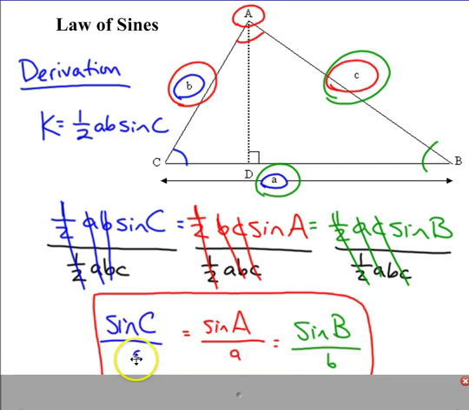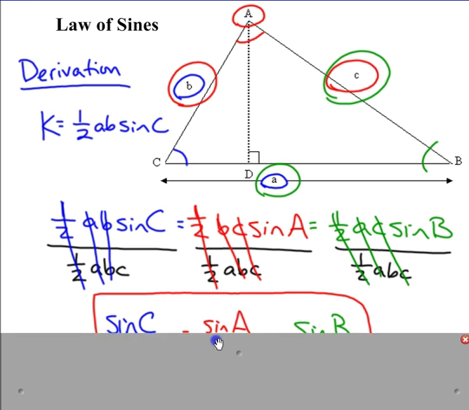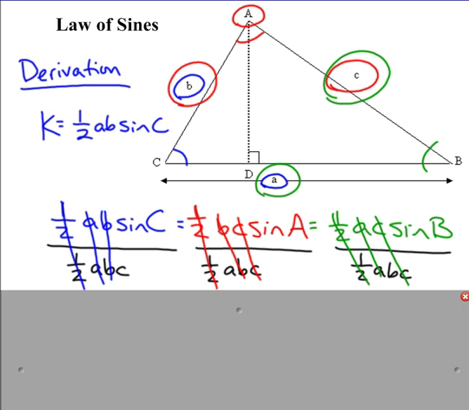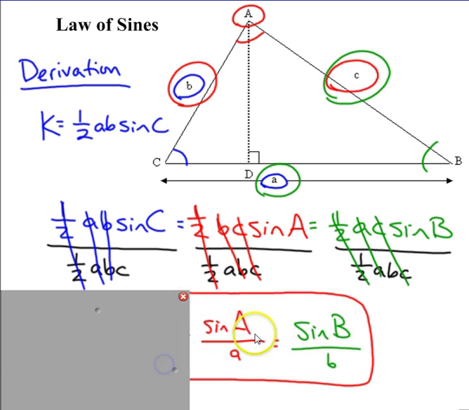Sine of C over little c, sine of angle A over little a, sine of angle B over little b. That is the law of sines. Now it looks pretty complicated, but in fact, when we actually use the law of sines, we're only going to ever use two of its parts. We'd never use three sides of an equation. We'd have something like sine C over little c equals sine A over little a. In other words, you're only going to use two of the parts depending on the information that you know and what you're trying to find.